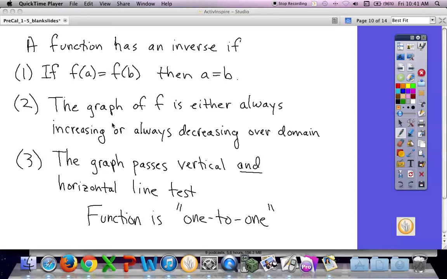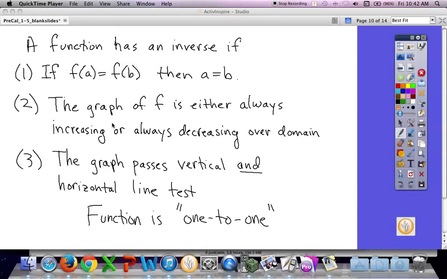A function has an inverse if, and these are three different checks, you don't have to run more than one. In the end, you're probably going to say, I think I'll always do number 3. You probably won't want to do number 1. But any one of these checks suffices to say that a function should have an inverse.